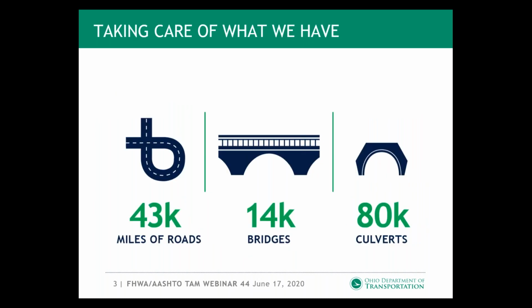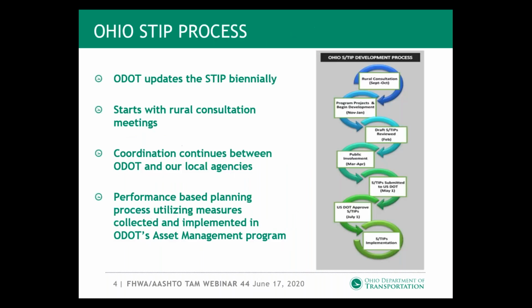Obviously, maintenance is the name of the game for us. Here in Ohio, we have approximately 43,000 centerline miles of road, 14,000 bridges, and close to 80,000 culverts. So it's a pretty significant inventory for us to maintain here, and needing processes and TAMP implementation is critical for us.